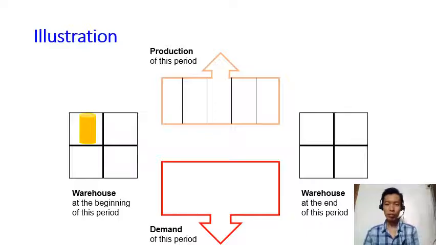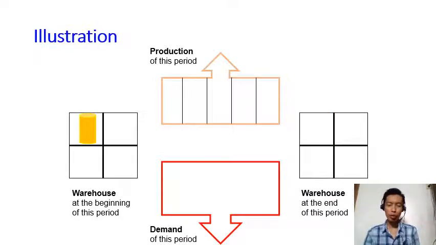Let's start with some illustration. Let's say at the beginning of the period we have one item in our warehouse. And then we produce two items at this period, and then the demand of this period equals 2. So at the end of the period, we will have one item in our warehouse.